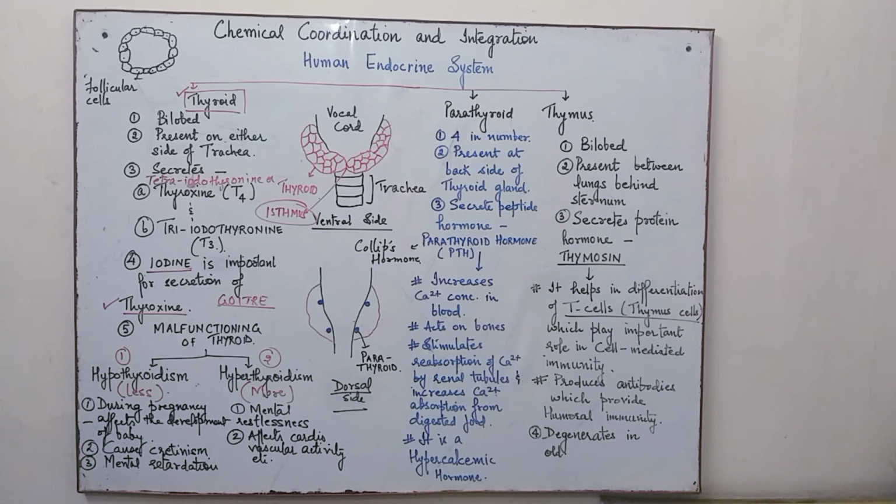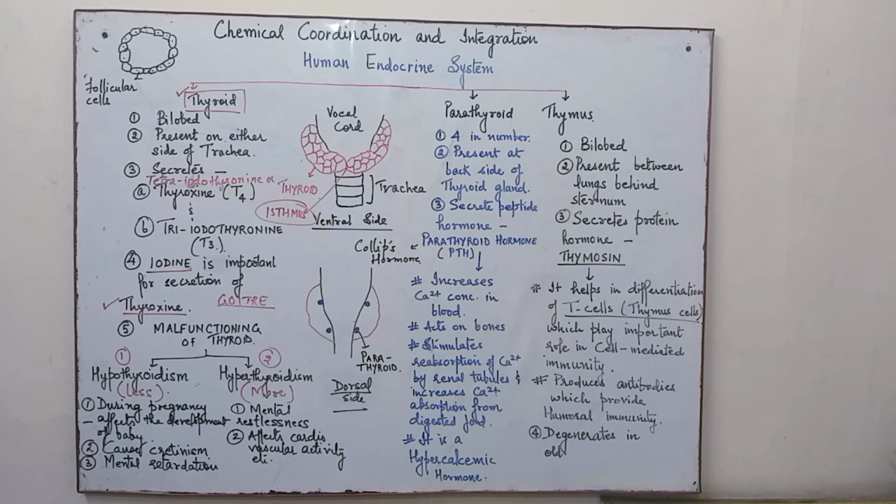The next gland which we'll be discussing over here is the thymus gland. The thymus gland is again a bilobed structure, and one of the peculiar features of the thymus gland is that it is well developed in the young. As an individual grows old, the thymus gland starts degenerating. In old individuals it is very small, causing a significant decrease in the immunity of the old individual.